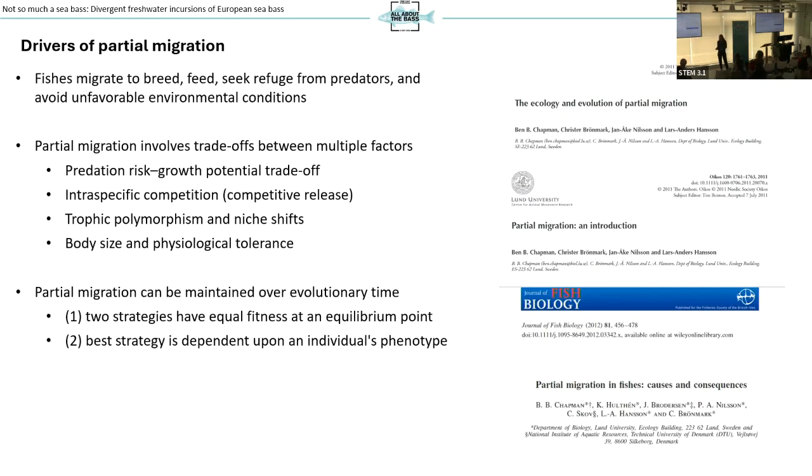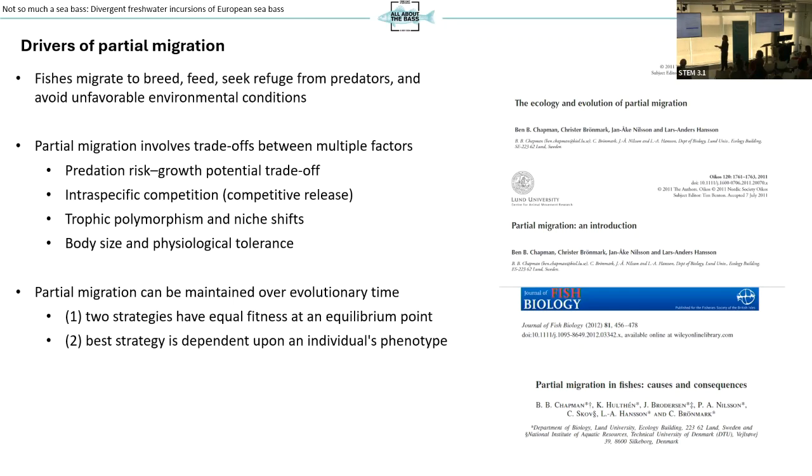Now, what drives these different patterns of migration? Overall, migration is driven by fish looking for food, to reproduce, for mates, to seek refuge from predators, and to avoid unfavorable environmental conditions. But when we try to understand partial migration, things get more complicated. It often involves trade-offs between multiple factors. One of these trade-offs is that when a fish moves, it might find better food resources and better environmental conditions to grow faster. But in this new place, there might be more predators. So there is a big trade-off to that.